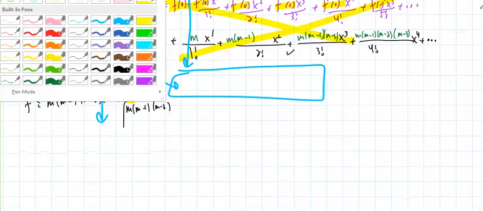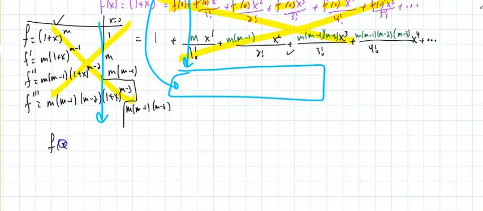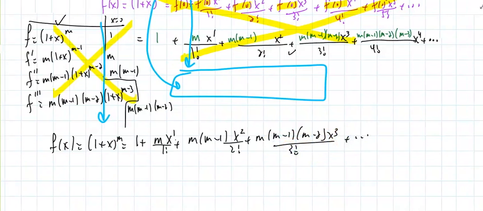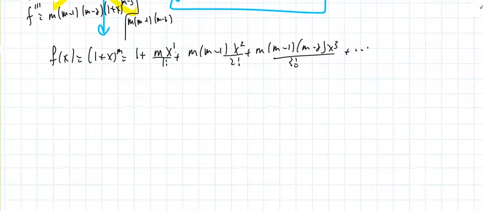Meaning, if I see that f of x equals (1 plus x) to the n, instead of doing the Taylor series and all of that work, I could say that's 1 plus n times x to the 1 over 1 factorial, plus n times (n minus 1) x squared over 2 factorial, plus n times (n minus 1) times (n minus 2) x cubed over 3 factorial, and the list goes on. By doing that, I have already skipped all the work I just did on this problem.